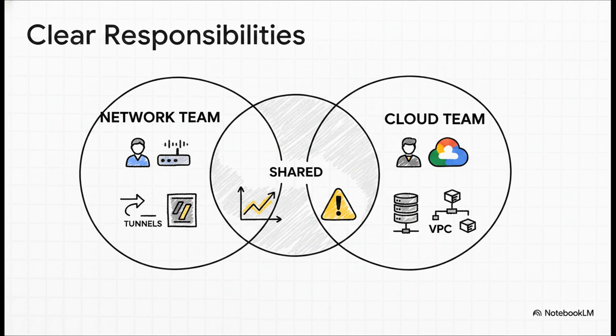The network team owns the Cisco box, the IOS XE config, the routing, the tunnels. The cloud team owns the GCP infrastructure, the VM instances, the VPC, and IAM. And they both share responsibility for things like monitoring and incident response. Without this clarity, you're just setting yourself up for failure.